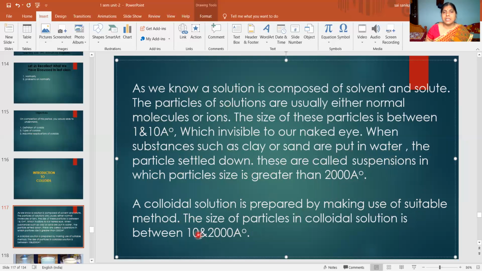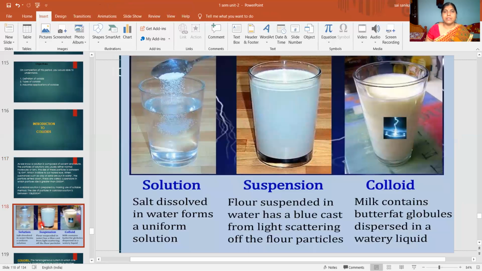It is in between 10 and 2000 angstrom units. So here we will see the differentiation between solution, suspension and colloid. Okay. So solution. Salt dissolved in water forms a uniform solution. So when we dissolve salt in water, what happens? It totally dissolves. There is no differentiation between the salt and water molecules. So that is a solution.